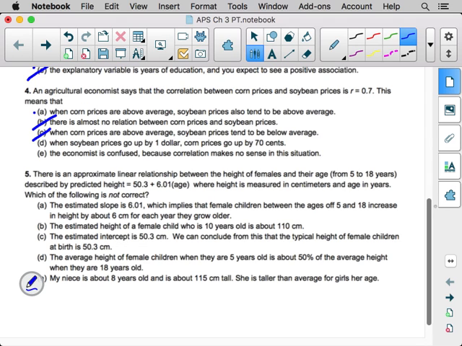Okay? So here again, it sounds tempting. This would be true if 0.7 were a slope, but it's not. The economist is confused because correlation makes no sense in this case. Does that make sense? Doesn't A sound better than E, right? So after reading through all of them, are we convinced A is still the best option? Yes. Brilliant.